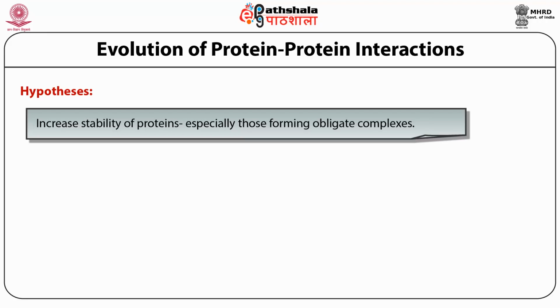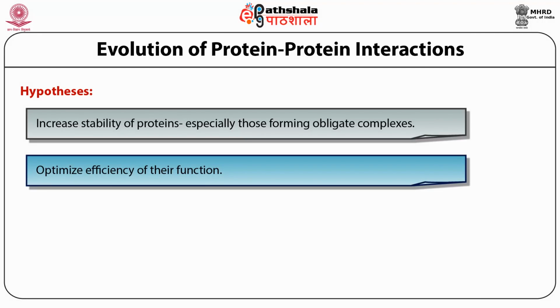It is unstable by itself, so it has to form a dimer. The other hypothesis that has been put forward is that it optimizes the efficiency of their function.